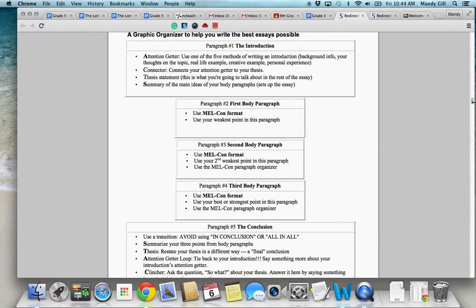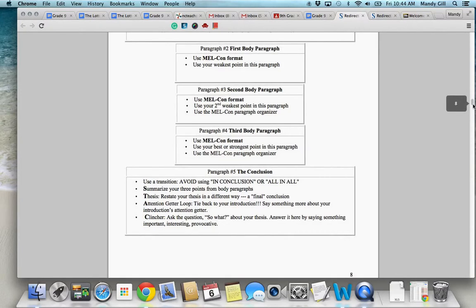And finally, you want to end with either a clincher or a call to action. Your clincher might ask a question. It could be a question, a quote. It could be a strong statement. Or it could be a call to action. You have got to make a change. This has to happen. And that's typically when you're writing about something you're trying to change.